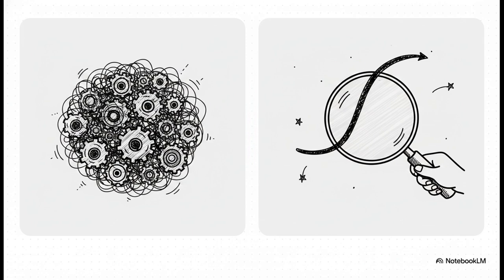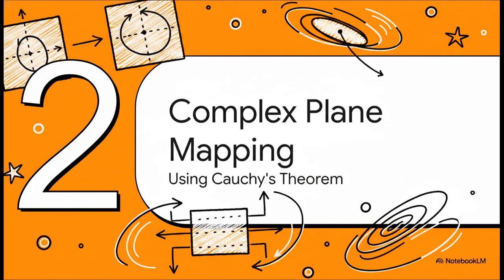Tools like the Nyquist plot are incredibly powerful because they let us determine absolute closed-loop stability just by looking at the open-loop frequency response. We completely bypass the headache of calculating those exact closed-loop poles. Moving on to Section 2, mapping the complex plane.